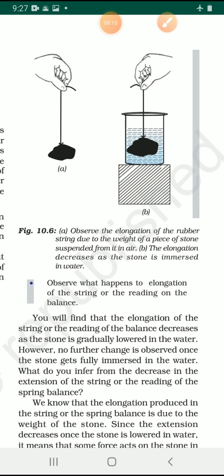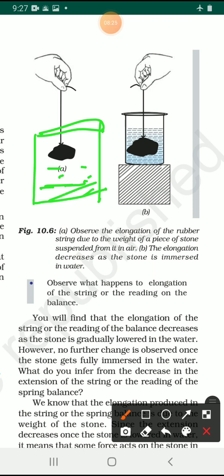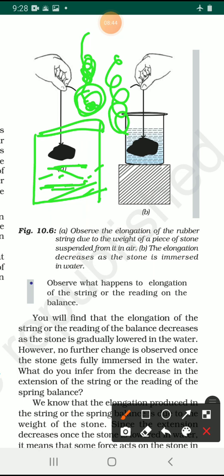Suppose, as you can see here in the picture, I will just try to draw it. Look here. Suppose there is a beaker which contains water in it. Imagine just water in it, and when you suspend a small piece of stone which is tied with a thread, before immersing it, suppose you connect a spring here, the elongation of the spring is more when it is in the air. When it is immersed in the water, due to the water upthrust, the elongation is going to be a little less, right?